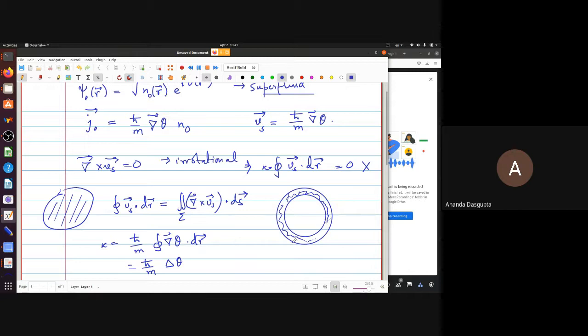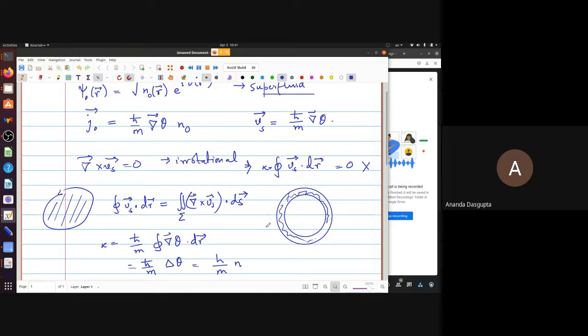Change in theta when you go all the way around the loop, and delta theta has to be 2 pi times an integer. So this will have to be an integer multiple of h by m. This was the flux quantization that we talked about. So the superconducting part of the fluid will pick up rotation, but will pick up rotation discretely.